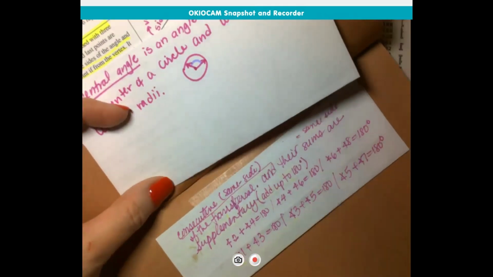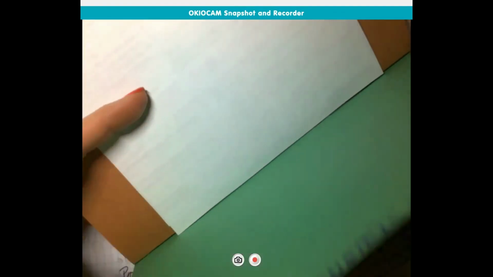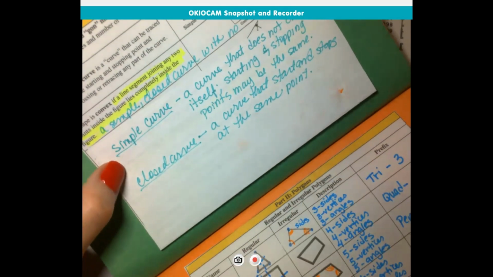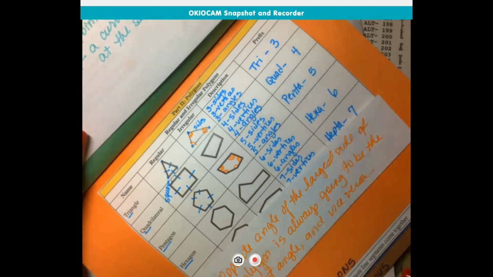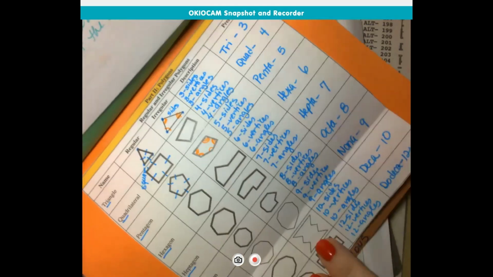So additional information for central angle, consecutive same side angles being supplementary, axioms, right? What are axioms of lines and points? What is a simple curve? What is a closed curve? Because you do have something like this on the homework. Opposite angles of the largest side of a polygon is always going to be the largest angle and vice versa. So you should have filled these out.